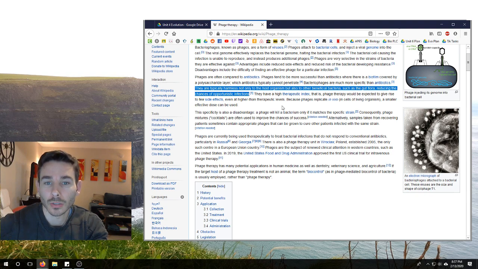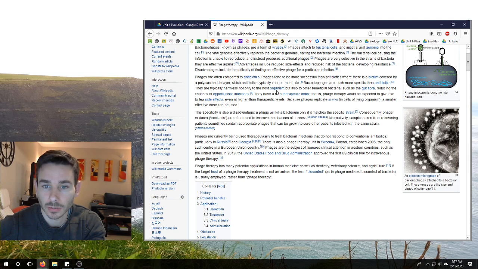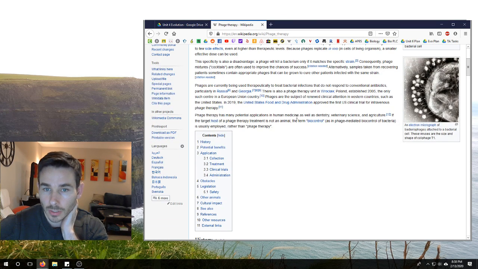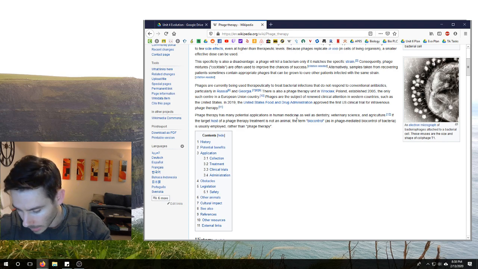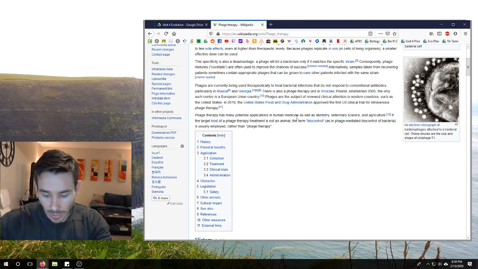Bacteriophages are typically harmless not only to the host organism but also to other beneficial bacteria such as gut flora, reducing the chances of opportunistic infections. They have a high therapeutic index, that is, phage therapy would be expected to give rise to few side effects, even at higher than therapeutic levels. Phages are currently being used therapeutically to treat bacterial infections that do not respond to conventional antibiotics. The first clinical trials were approved in 2019 for intravenous phage therapy. Okay, so this is a little bit of a new kind of branch.